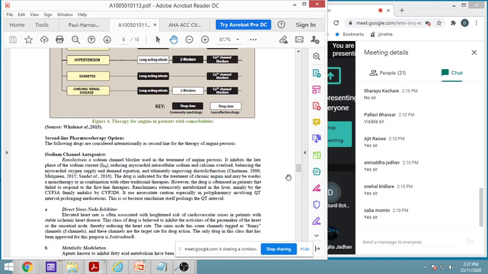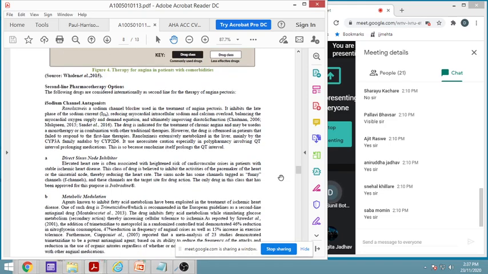So this is how we have done. Then we have direct sinus node inhibitors, which we can use where there is an elevation of the heart rate. It is often associated with a heightened risk of cardiovascular crisis in patients with stable ischemic heart disease. This class of drug is believed to inhibit the activity of the pacemaker of the heart, that is the sinoatrial node. Therefore, it reduces the heart rate, and the sinus node has some channels that are tagged as funny channels, that is F channels, which are the target site for the drug action.